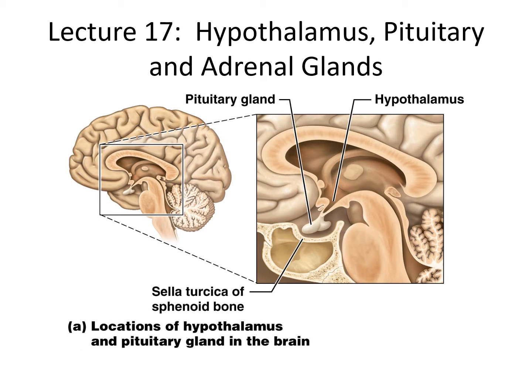Hi everyone, this is lecture 17. We're going to continue our discussion on the endocrine system. But today we're going to cover primarily the interaction between the hypothalamus and the pituitary gland.